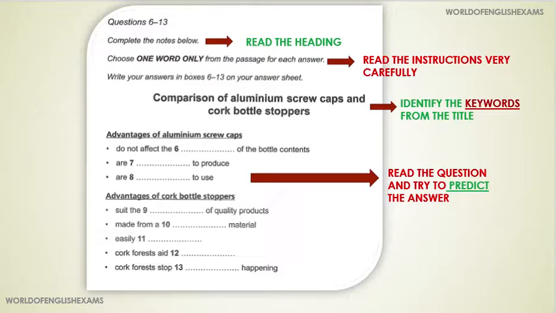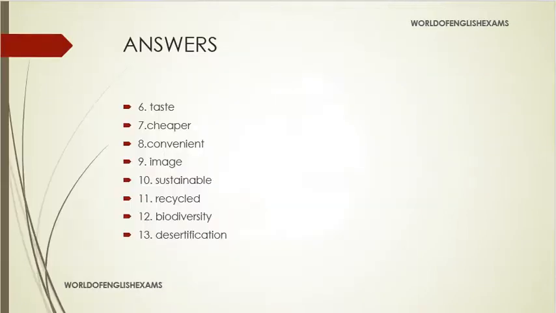Yes. So now let's see what the answers are and whether we have got them correct or not. The 6th one is taste. Yes, that is right. 7th is cheaper. Yes, we have got that right as well. Next is convenient. 9th one is image. 10th is sustainable. 11th recycle. 12th is biodiversity. 13th is desertification. Yes, so this is the ease with which we can get the answers if we know the techniques and the tips. This passage is taken from Cambridge 12th, the academic version.